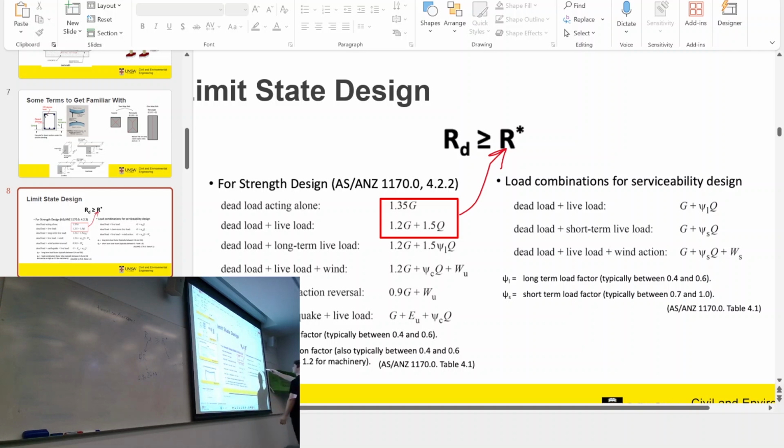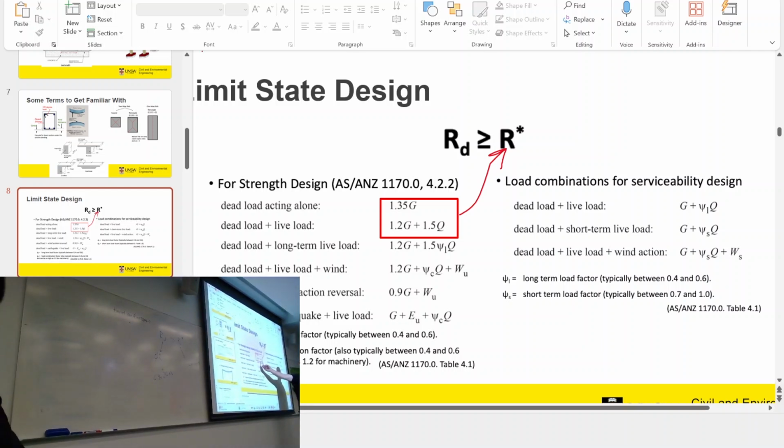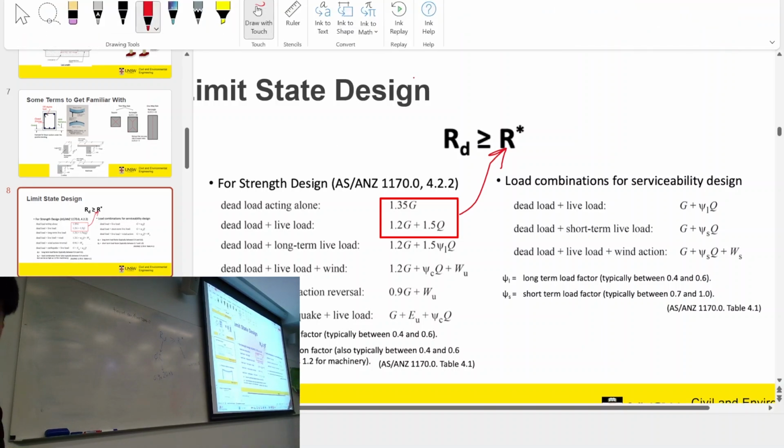See how for the serviceability ones, we don't apply these factors the same way, okay? Because we can take a more realistic approach. Remember, the room deflecting is not as important as the room falling beneath us, so we can be a bit more realistic about it. Okay.